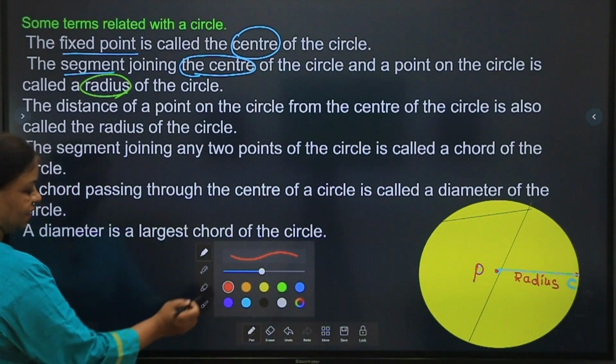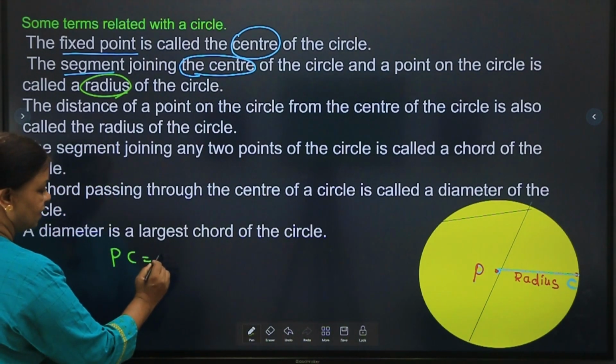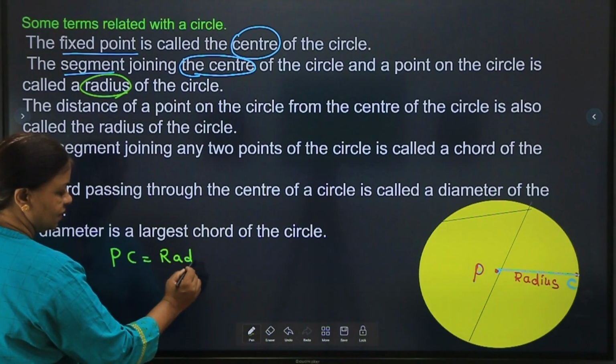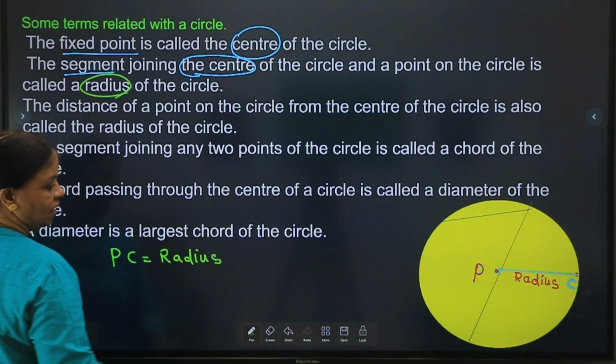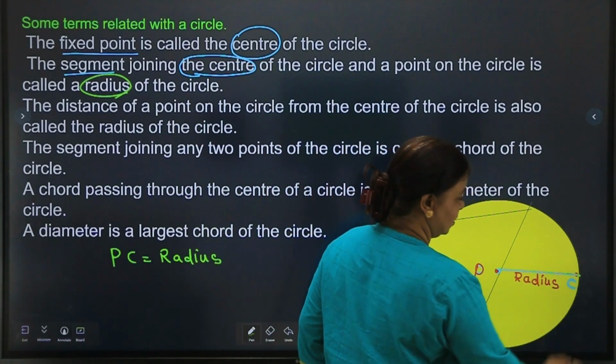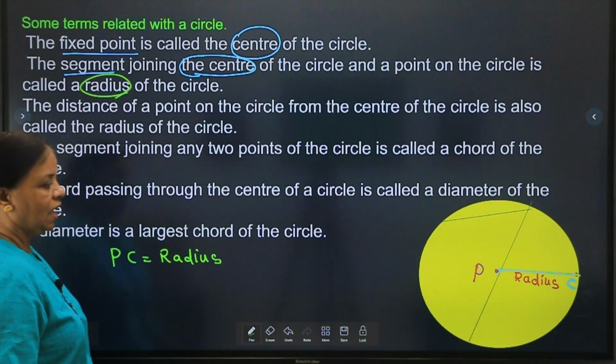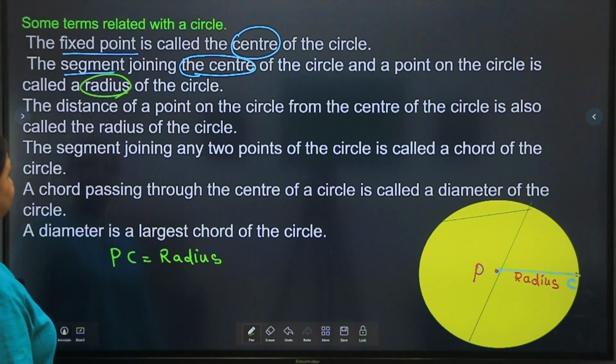So, let me write it here. PC is the radius, segment PC is the radius. Point C is on the circle here. Point P is the center of the circle, okay, and PC is the radius of the circle.